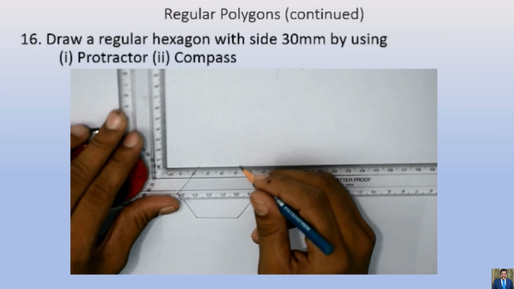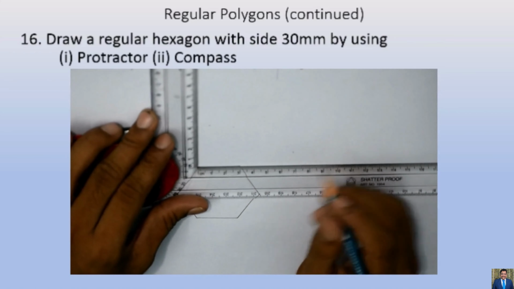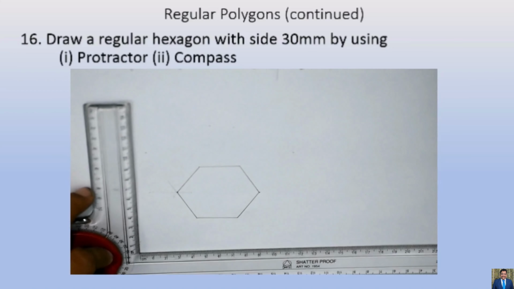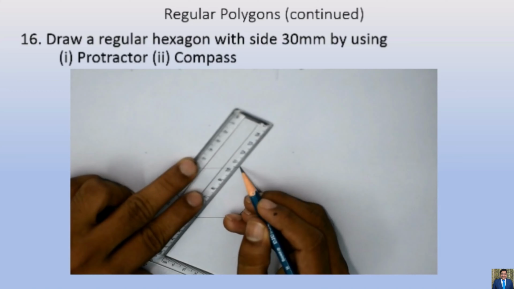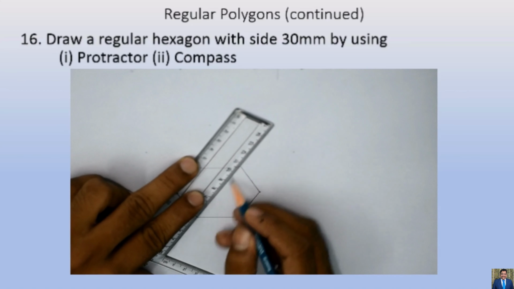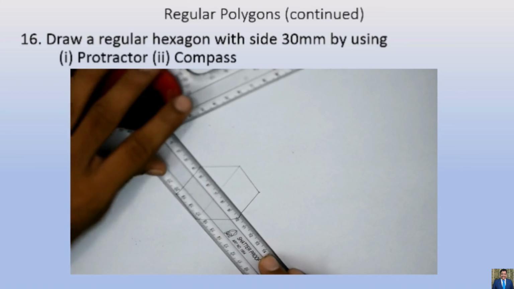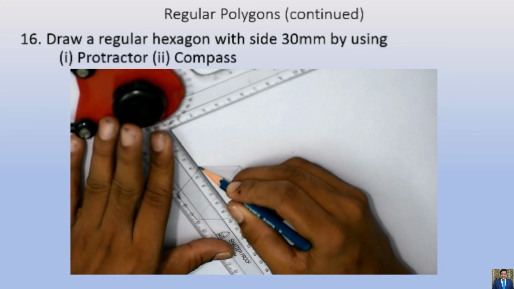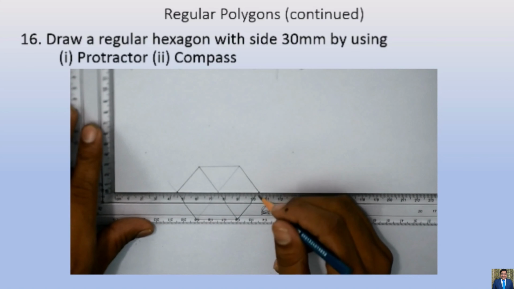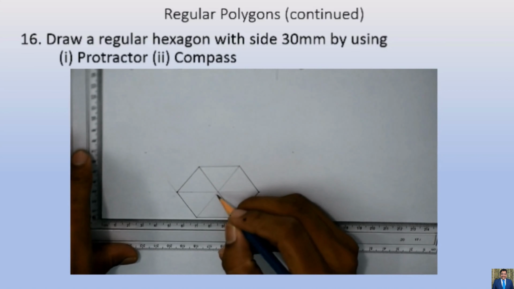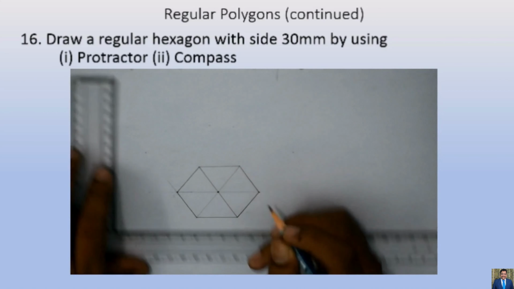And now you can see that if I join the two ends of this line, we'll get the sixth side of our hexagon. So this completes our hexagon. And now to get the center, we can just join the diagonals. We can draw the diagonals and obtain the center point of this hexagon. Now you can see the center point obtained.